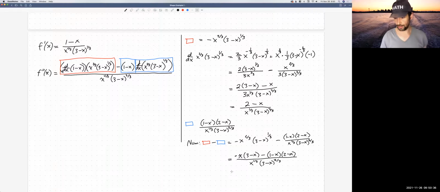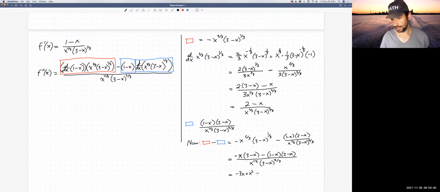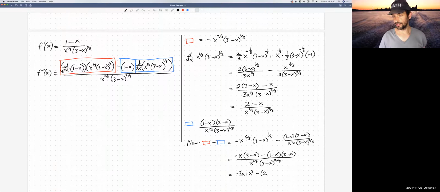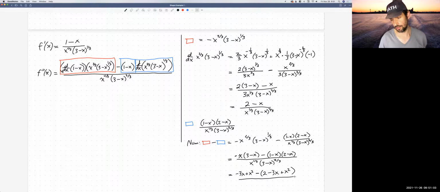Let's do one more step on our numerator. Notice what we have up here. So I'm going to expand everything. I've got minus 3x plus x squared minus, let's expand these two binomials. I get 1 times 2 is 2. 1 times x is minus x, and then I'll get a minus 2x, so I've got a minus 3x, and then I get plus x squared, over x to the 1/3, 3 minus x to the 2/3.